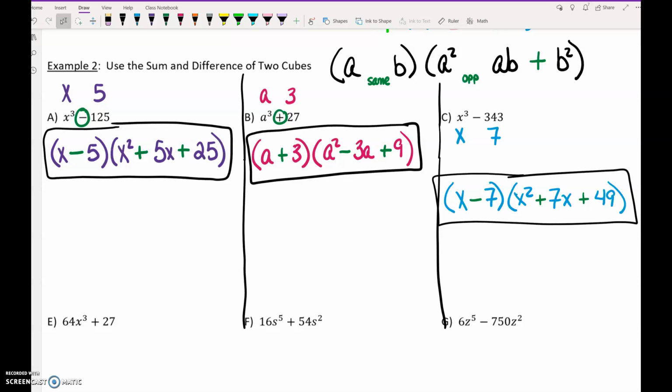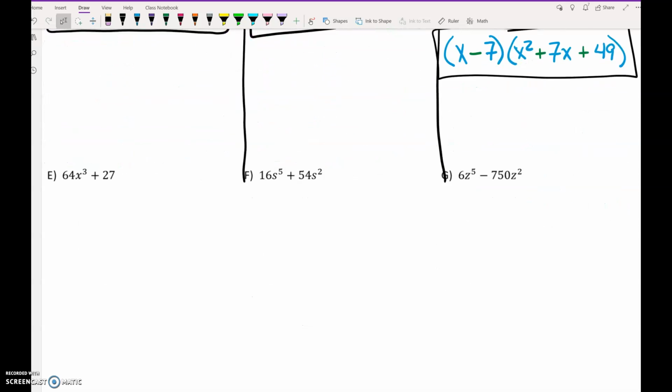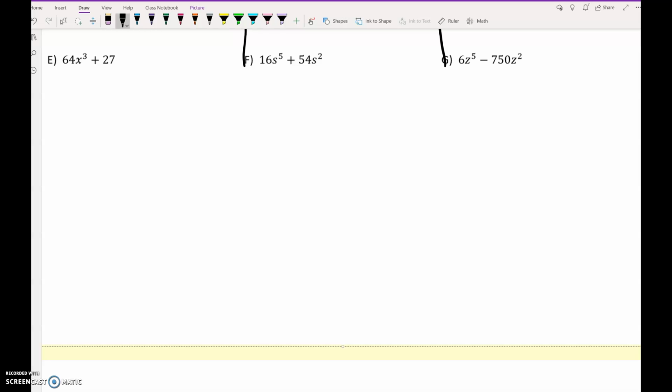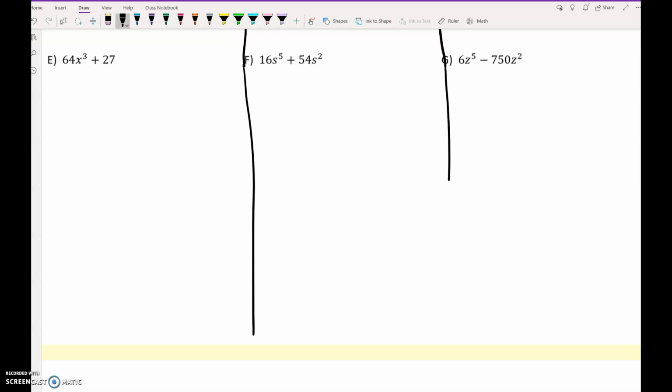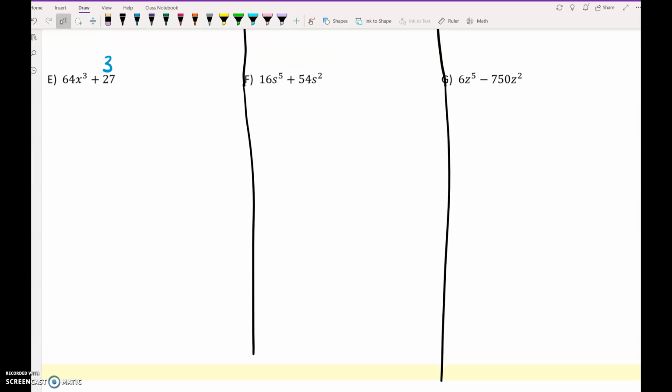Okay, in example E, there's something in front of the x cubed. Now I noticed that 27 is on our chart at the top of the page. 27 is the perfect cube of 3. Is 64 on the chart? 64 is the perfect cube of 4. So this time, instead of our a just being x, this time our a is 4x. So let's see how that affects things. We've got first thing 4x, second thing 3.